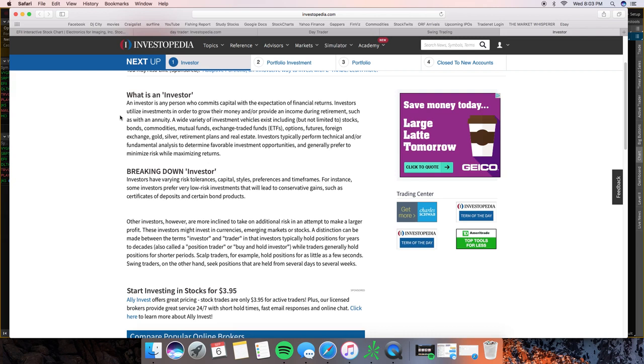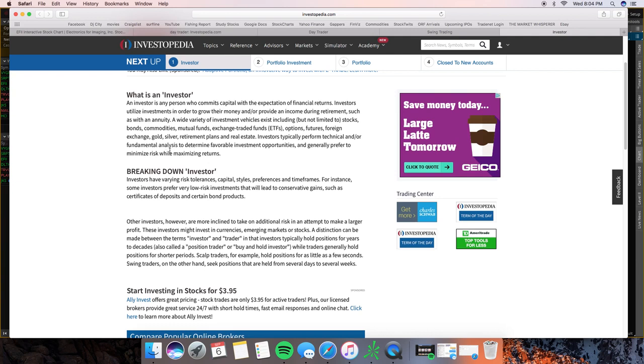A wide variety of investment vehicles exist, including but not limited to, so they can trade stocks, bonds, commodities, mutual funds, exchange traded funds, ETFs for short here. You have options, futures, foreign exchange, gold, silver, retirement plans, and real estate, all of that stuff. So with swing trading, you can trade all of those as well, but obviously on a shorter term. Now, an investor is looking to buy and hold for a very long time.